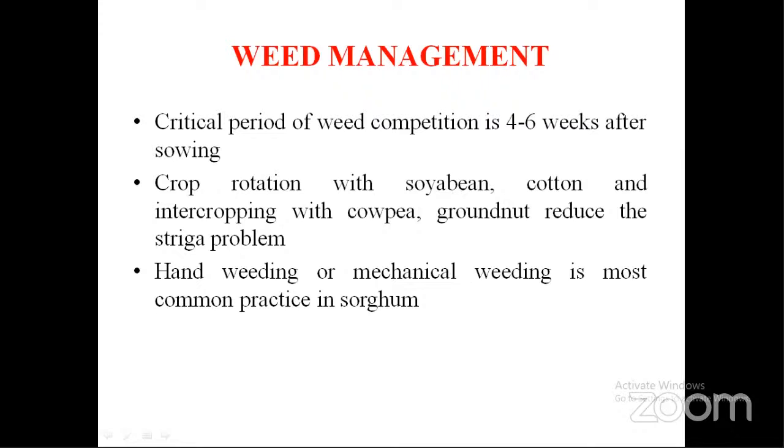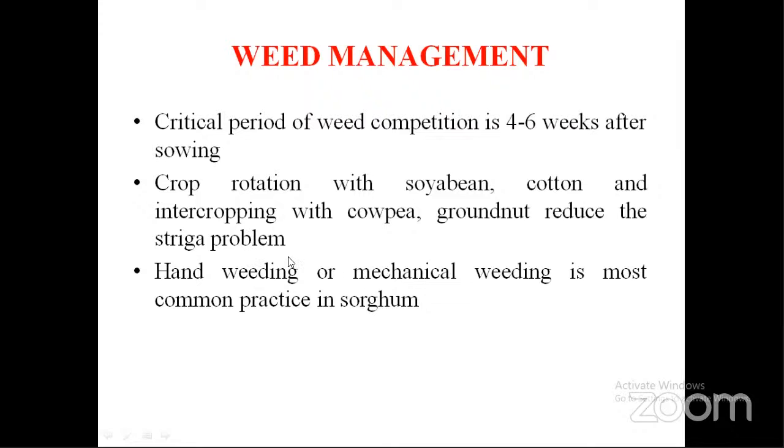Suppose for 3 years continuously we have grown sorghum. Next year, if you grow cotton in that field, the striga will germinate. Generally, it depends upon the sorghum crop for nutrition. If cotton is grown, the striga germinates, and because of lack of nutrition, it automatically dies. That is called suicidal germination of striga. That's why we should go for crop rotation, and even intercropping with cowpea and groundnut. They reduce the striga problem.